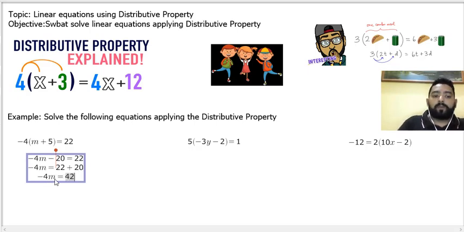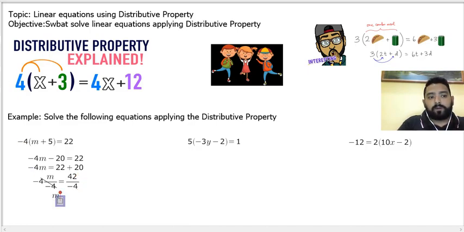Now, remember, we need to isolate the variable. So the variable needs to be isolated. We are going to divide both sides by negative 4. If we divide this side by negative 4, we are going to divide the other side by negative 4. At the end, negative 4 divided by negative 4 gives us m, or you can cancel this number like this, and we're going to have 42 over negative 4.